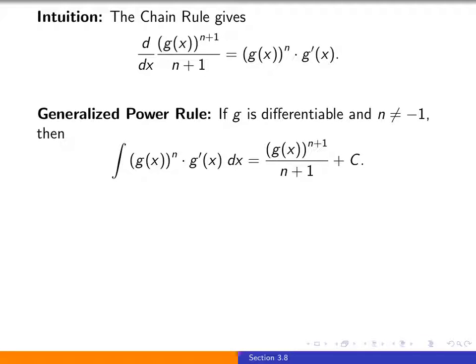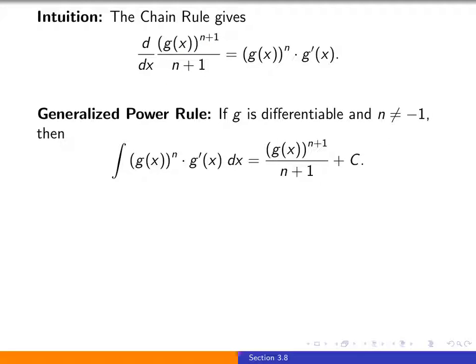In this video, we will investigate an advanced method for finding an antiderivative, something called the generalized power rule. In order for this to make sense, let's recall what the chain rule would tell us. If for some strange reason we wanted to differentiate a function of this form, g of x to the n plus 1 over n plus 1.